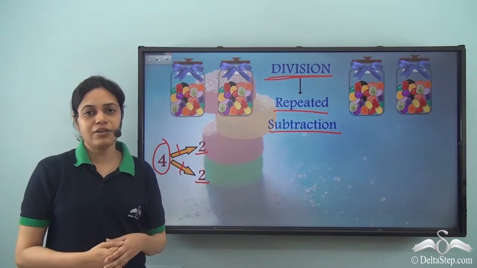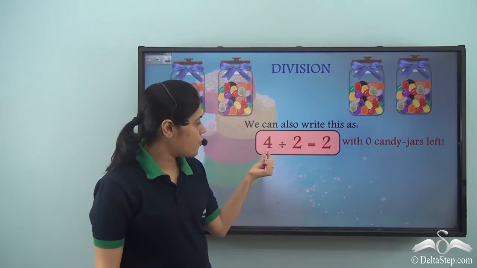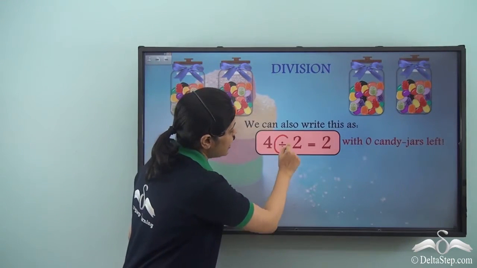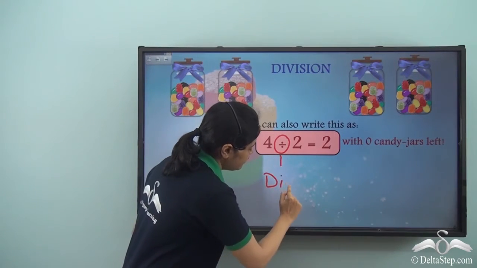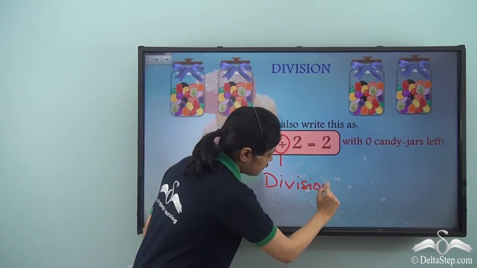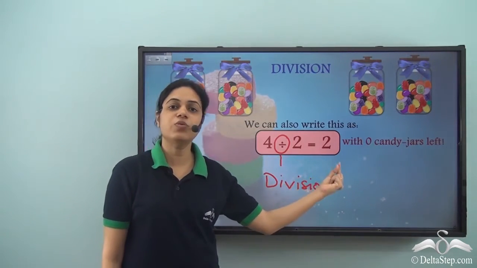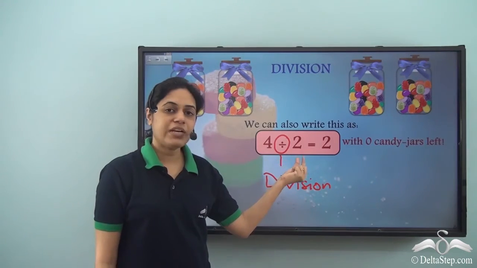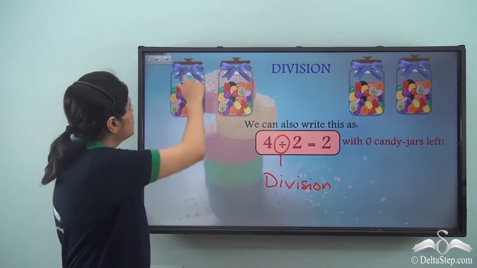There is another way I can write this. I can write it as 4, this sign, 2 equal to 2. Now this sign is the division sign. This is the division sign. I read it as 4 divided by 2 is equal to 2. So when I divide 4 by 2, that means keeping 2 in each group, I get 2 groups.